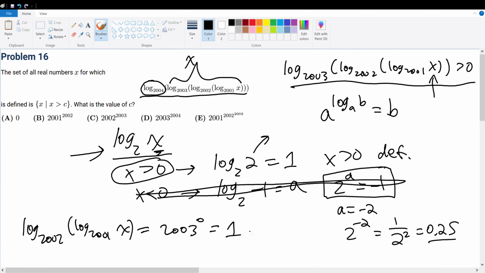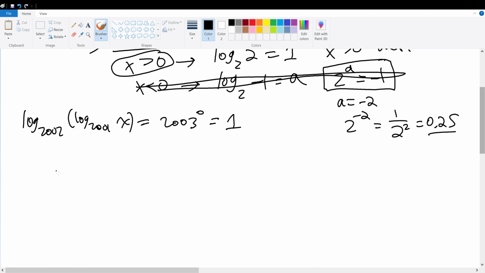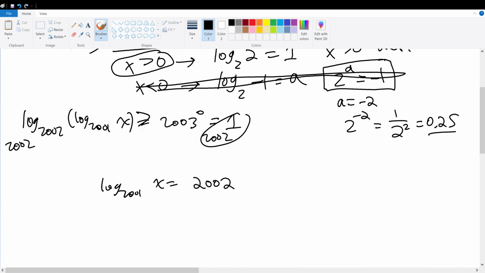So if we continue, what is 2002 raised on both sides? Well, that's just log base 2001 of x is greater than 2002, because anything to the first power is just itself. That means if we raise everything to the 2001st power, then x must be greater than 2001 raised to 2002.